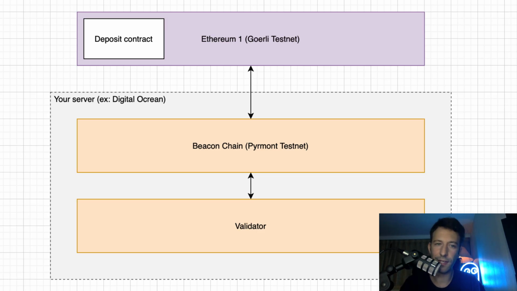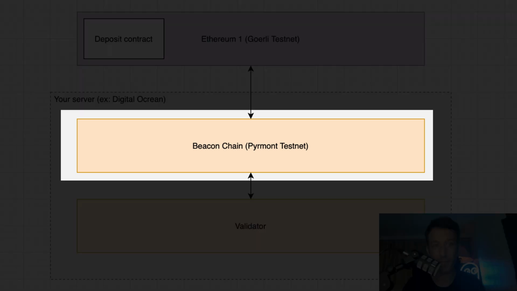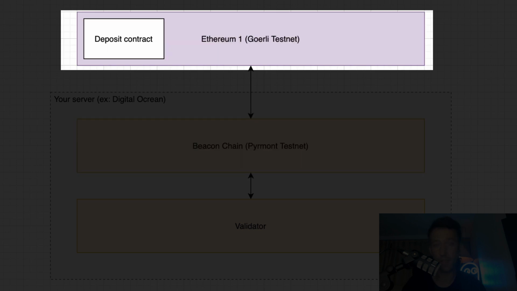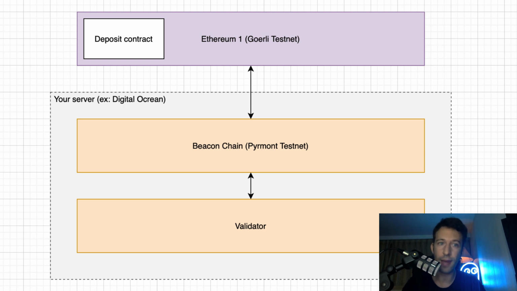Before staking on Mainnet, it's better to train yourself on a testnet. So we are going to use Pyrmont, the testnet of Ethereum 2.0, which is connected to Goerli, one of the testnets for Ethereum 1. The procedure is almost the same for Mainnet. I will explain the differences later in this video.